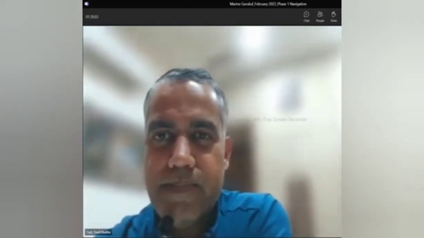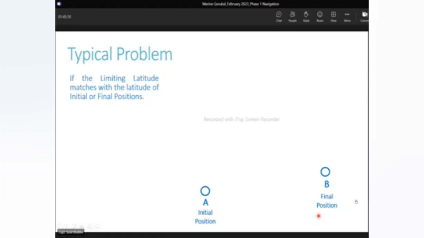Okay, sir. Thank you. Try to make the composite sailing diagram. Now in these problems, the limiting latitude matches with the latitude of one of the ports. So in this particular case, B being at a higher latitude, we are in the northern hemisphere. B being at a higher latitude, the limiting latitude exactly matches with the latitude of B. So this tells us that if we plot or draw the limiting latitude, it will be passing through our final position B, and that's what you can see in the diagram now.